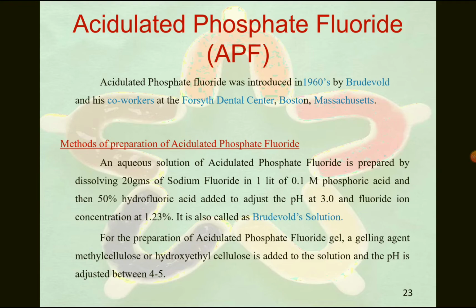For preparation of APF gel, an aqueous solution of acidulated phosphate fluoride is prepared by dissolving 20 grams of sodium fluoride in 1 liter of 0.1 molar phosphoric acid, and then 50% hydrofluoric acid is added to adjust the pH to 3 and fluoride concentration to 1.23%. It is also called Woodward solution, after the person who introduced this gel. For the preparation of APF gel, a gelling agent, methyl cellulose or hydroxyethyl cellulose, is added to the solution and the pH is adjusted between 4 and 5.